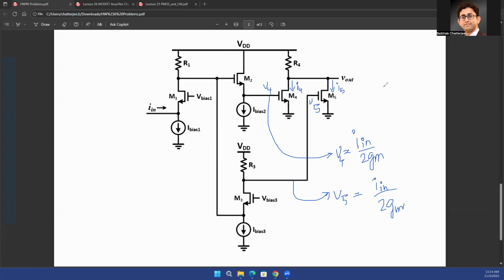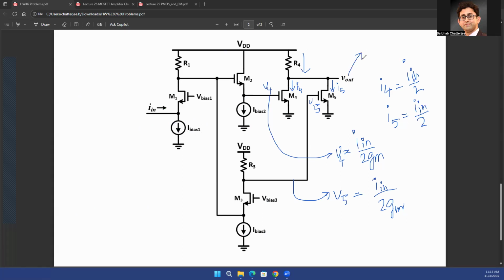What is going to be I4 and I5? So I4 is going to be equal to this voltage at the gate input multiplied with the GM of the transistor. So I4 is going to be I in divided by 2. That's it. And I5 is going to be equal to, again, I in divided by 2, because I4 is equal to GM multiplied with V4 and I5 is equal to GM multiplied with V5. So you know I4 and I5, those two currents will add up and will flow through the resistance R4.